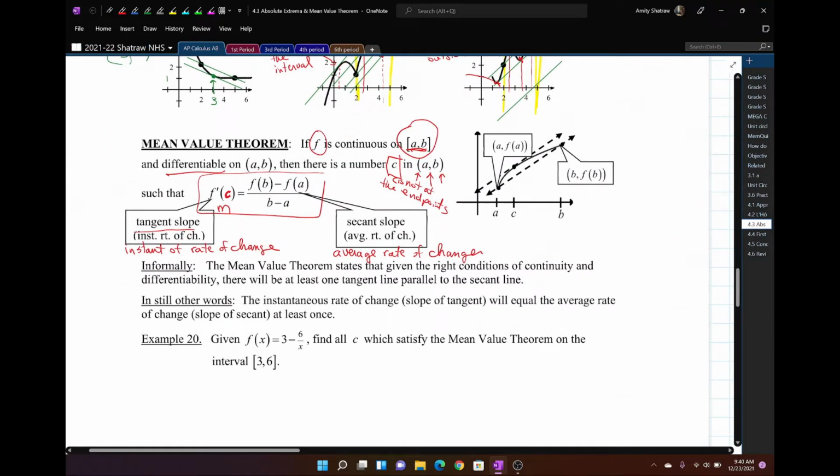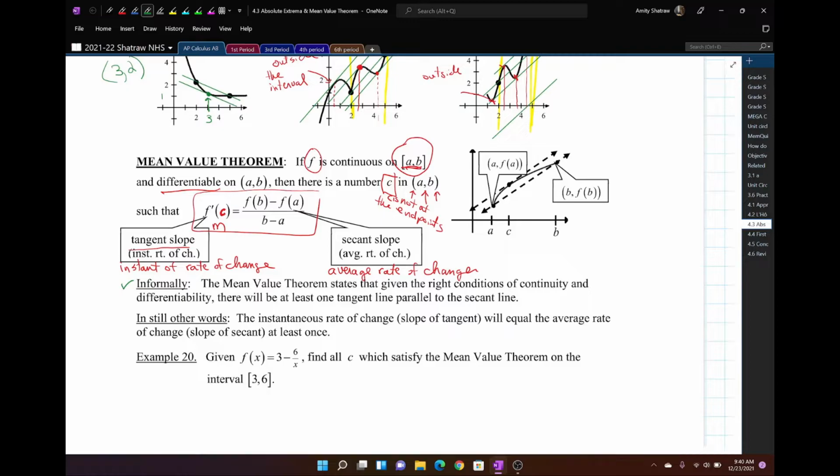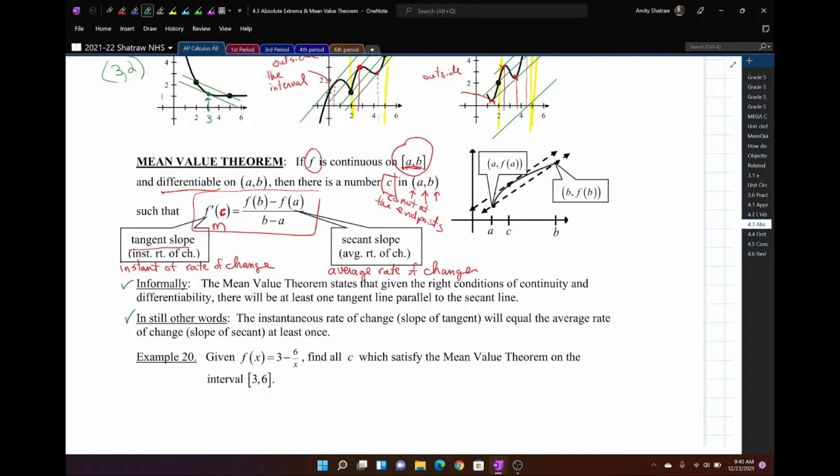Now, informally, I'll read this for you just because he's putting it in a different way than I just put it. The mean value theorem states that given the right conditions of continuity and differentiability, there will be at least one tangent line that is parallel to the secant line. In more words, let's try this again. The instantaneous rate of change, which is the slope of the tangent, will equal the average rate of change, which is the slope of the secant, at least once.